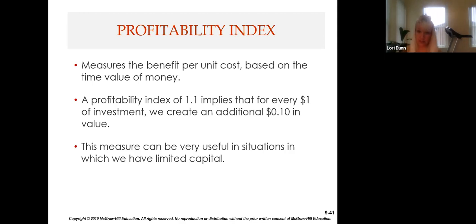A profitability index of 1.1 implies that for every dollar you invest, you are creating an additional 10 cents in value, or you're making $1.10 from that dollar. So you increase your value by 10 cents. So how do we calculate it?